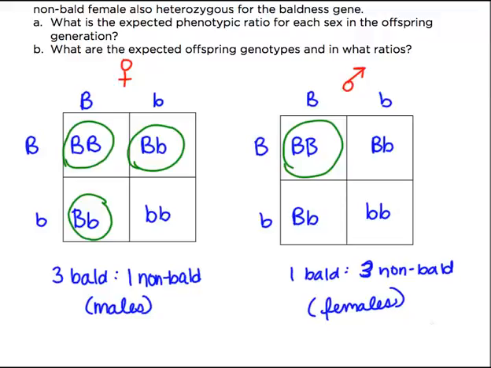Okay, so these are the phenotypes. Now for part B, they're asking what are the expected offspring genotypes and in what ratios. So now we're going to have to look at both genes, both the gene for baldness and also the sex genes.